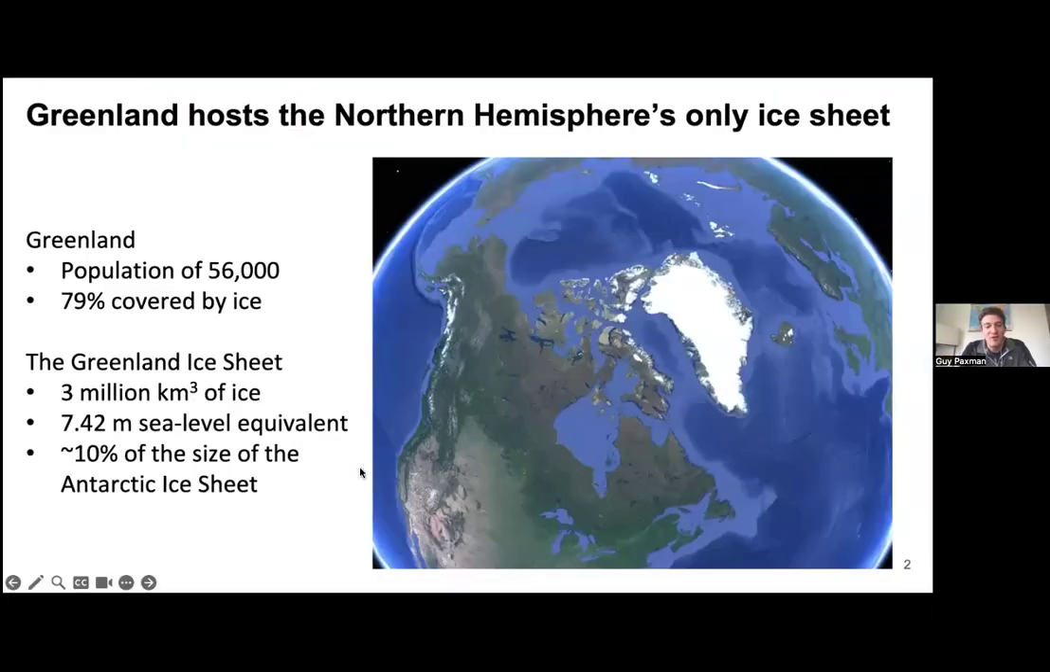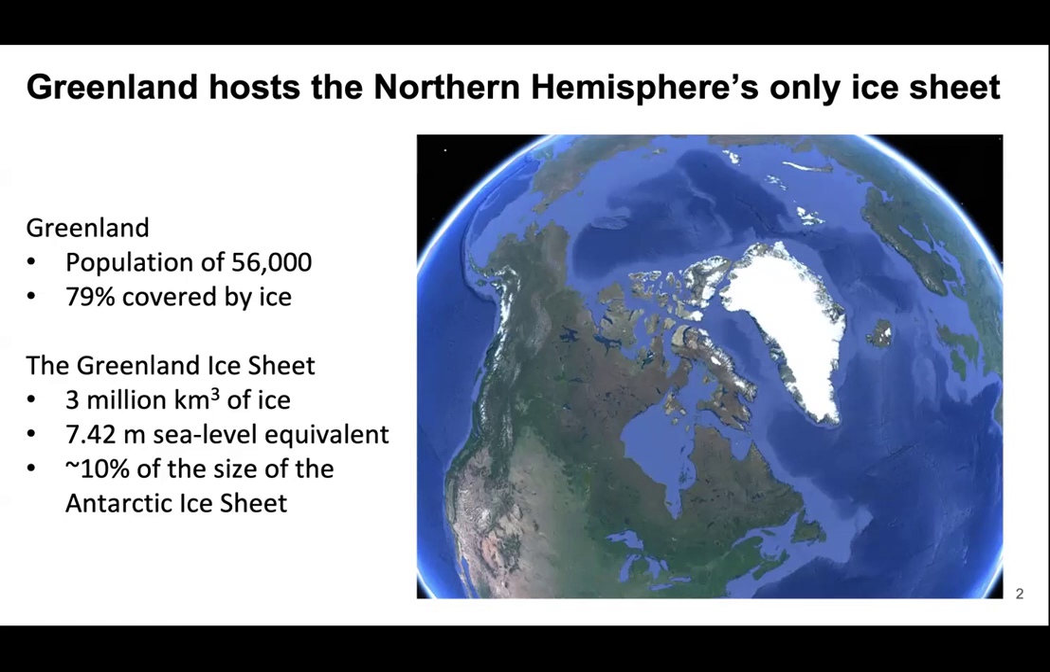So, just a quick primer on Greenland, and this will be familiar to most people here, I'm sure. Greenland currently hosts the only ice sheet in the Northern Hemisphere, and there's a permanent population of about 56,000 people living around the ice-free margins, given that about four-fifths of the island is covered by the ice sheet. There are about 3 million cubic kilometers of ice on Greenland, equivalent to about 7.4 meters of sea level.